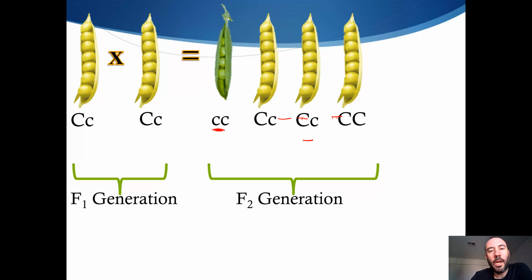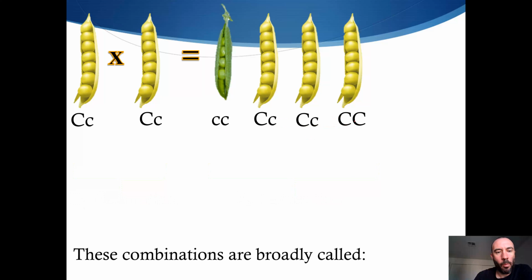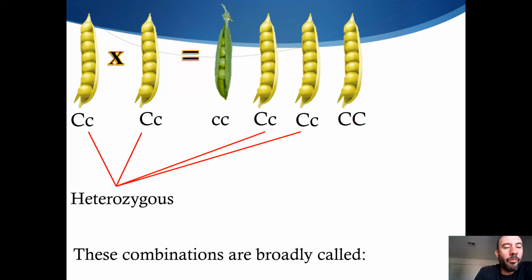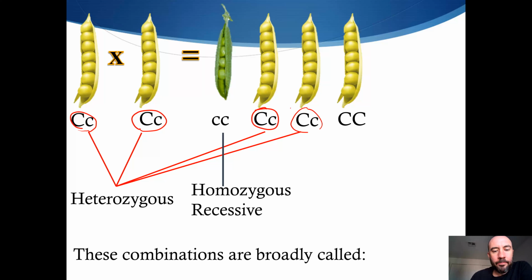Only 25% would be green, and the rest would be yellow. So there's a name for these different combinations, so we don't have to just keep saying big C, little c all the time. The ones that have one of each, big and little, are called heterozygous. Hetero meaning different, right? The ones that have the same size letter are called homozygous.